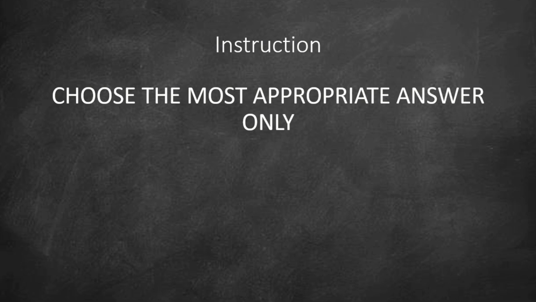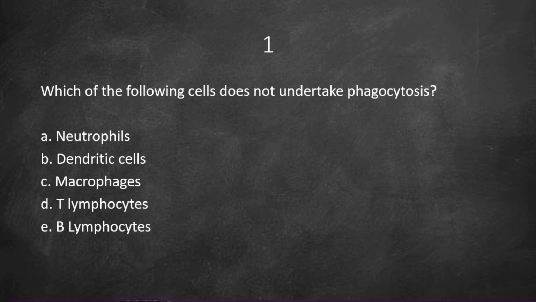Question 1. Which of the following cells does not undertake phagocytosis? A. Neutrophils. B. Dendritic cells. C. Macrophages. D. T lymphocytes. E. B lymphocytes. The correct answer here is D. T lymphocytes.